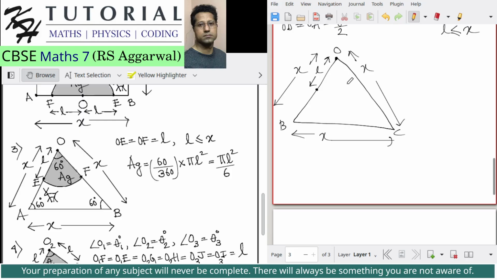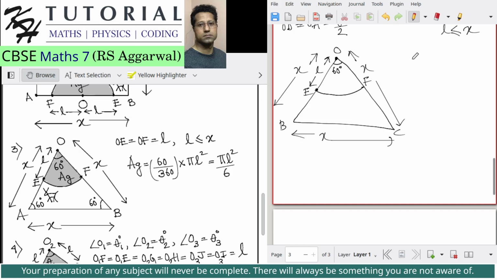Then the maximum area over which the animal can graze will be this sector. Let's say this is E, this is F. Obviously in that case, we know that this angle is 60 degrees, because each angle of an equilateral triangle is 60 degrees. So the maximum area the animal can graze will be the sector OEF, which makes an angle of 60 degrees at the center of a circle of radius small l.